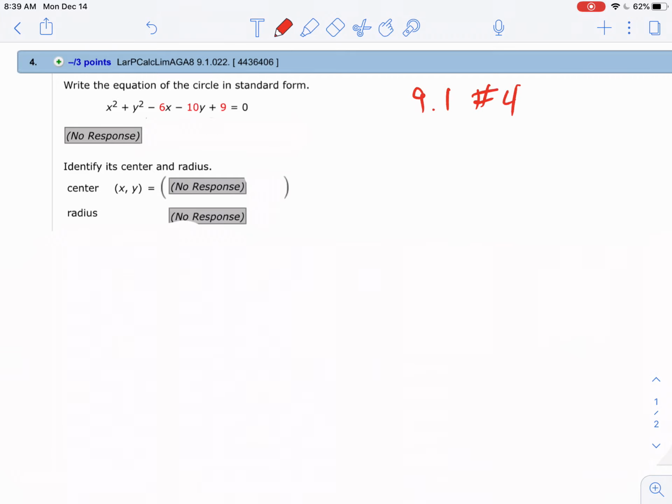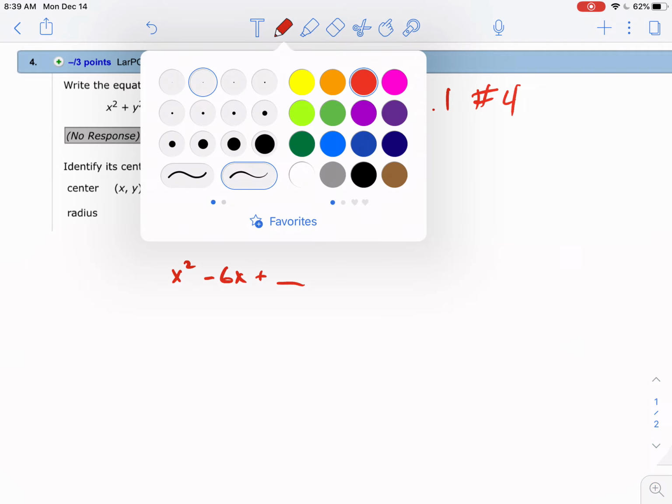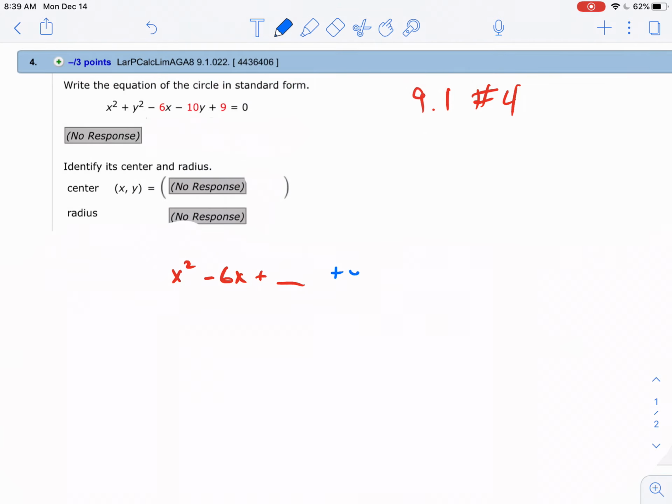Okay, so this one we're given an equation and they want it in standard form. So we're gonna have to do a little bit of our completing the square technique. To start, I'm gonna bring the x squared and the negative 6x closer to each other. I know I will be adding something right there. And then I have a positive y squared minus 10y. I'll be adding something there.